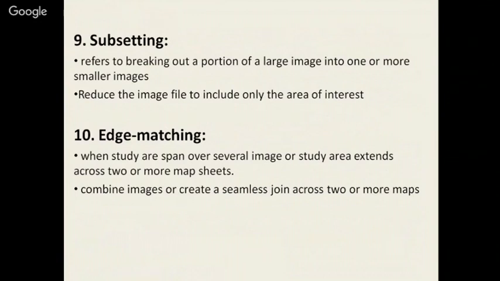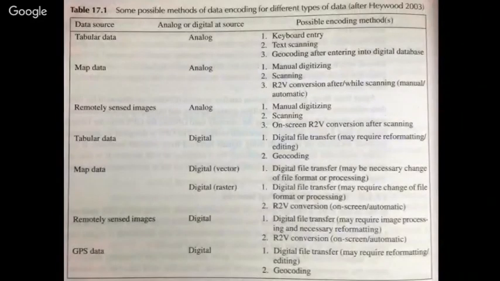So through edge matching, we can join them in a seamless and much better manner. These are some possible methods of data encoding for different types of data. For tabular data in analog form, we input it by keyboard entry, text scanning, or geocoding after entering it into the database. For map data available in analog form, we do manual digitizing, scanning, and raster to vector conversion if required.